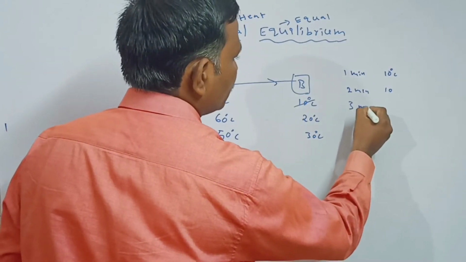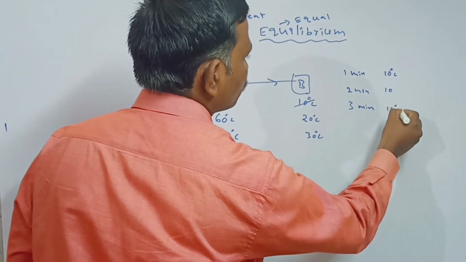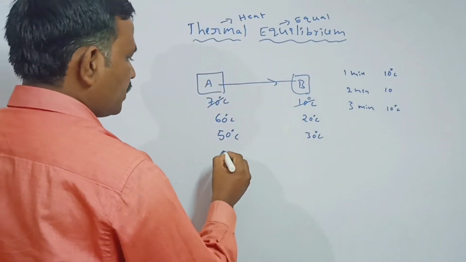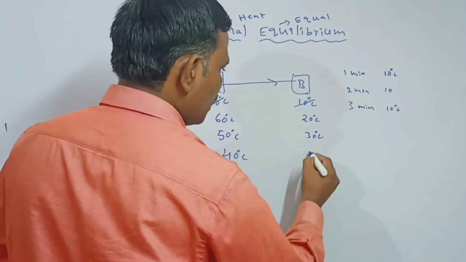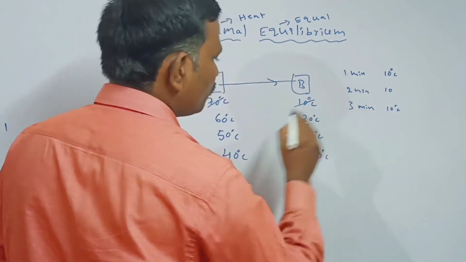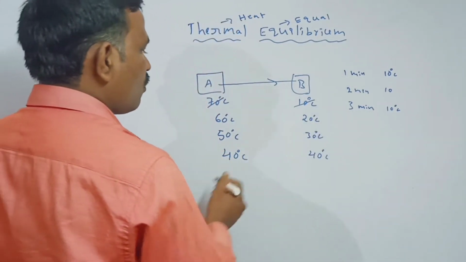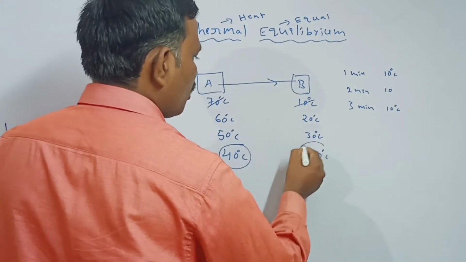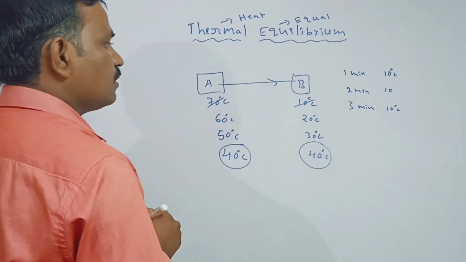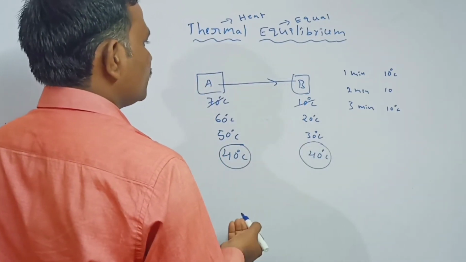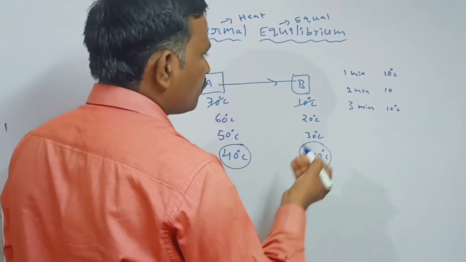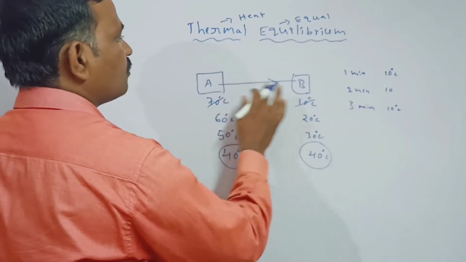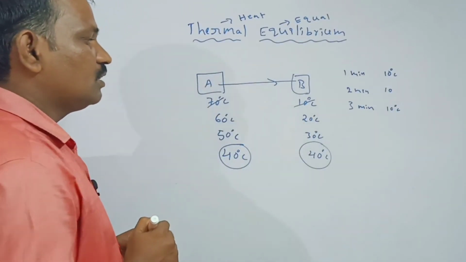In the third minute, 10 degrees Celsius will be transferred. Then the temperature becomes, for object A, 40 degrees Celsius and for object B, 40 degrees Celsius. Now object A and object B are both at the same temperature. Now we can say that object A and object B are at thermal equilibrium.